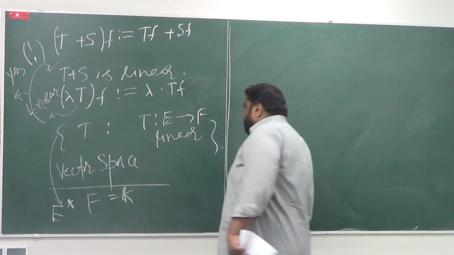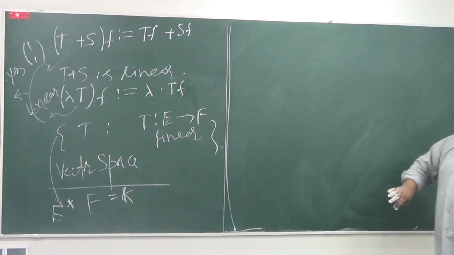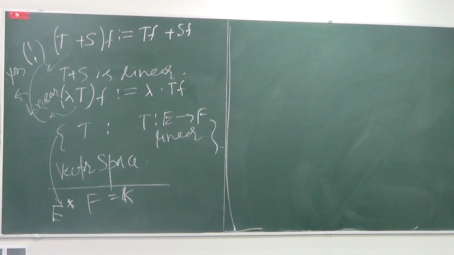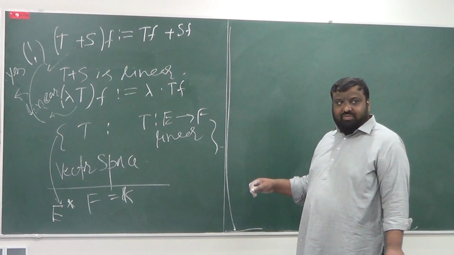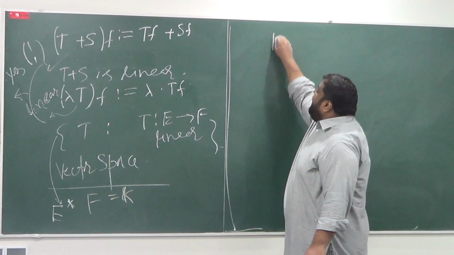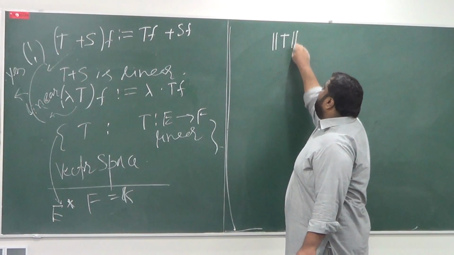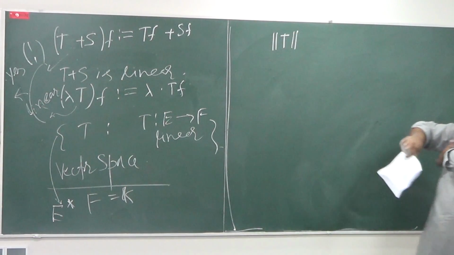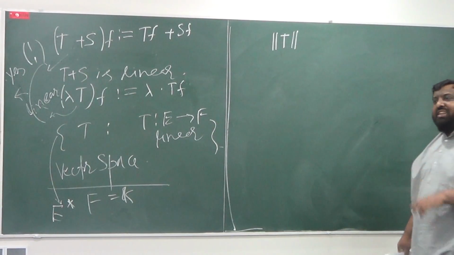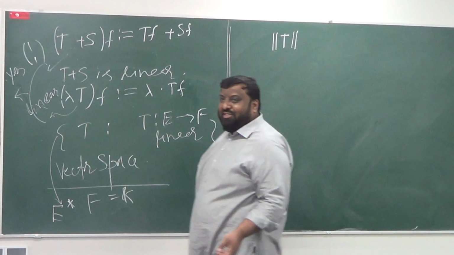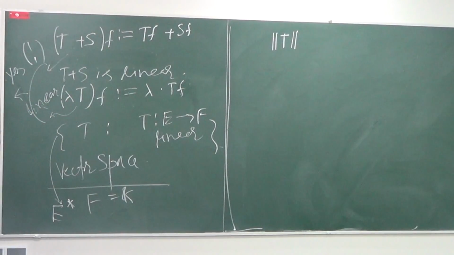So here's a question actually. If we have this new vector space on which we have this addition and scalar multiplication, can we turn it into a normed space? In other words, can I define a norm of a linear operator? So here's the question: if I have to define the norm of a linear operator, what should be its definition? Or the size of a linear operator?